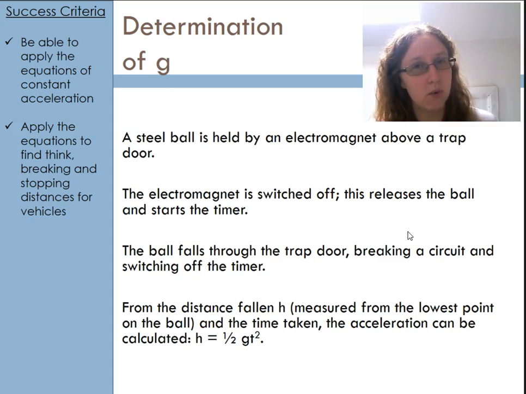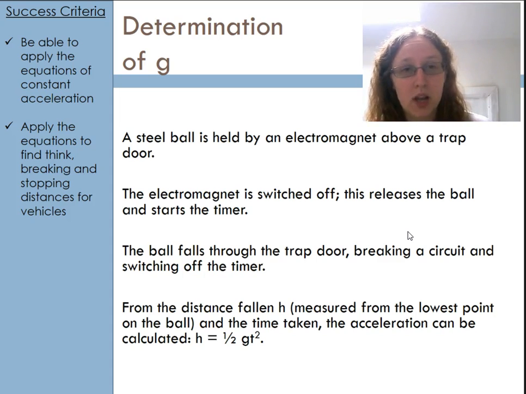So often when we're looking for things with constant acceleration to do calculations on, things falling because of gravity are going to be a very useful place to look. A method to try and calculate the value of g experimentally is outlined below. Basically you set up a circuit where you've got a steel ball that's held in place by an electromagnet above a trapdoor. As soon as the electromagnet turns off, that starts a timer.